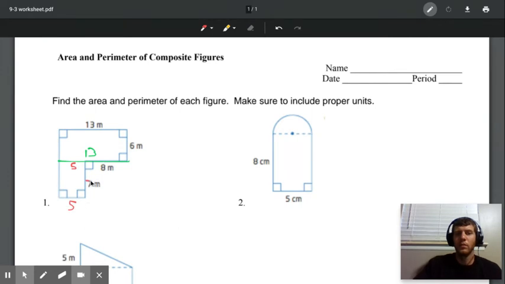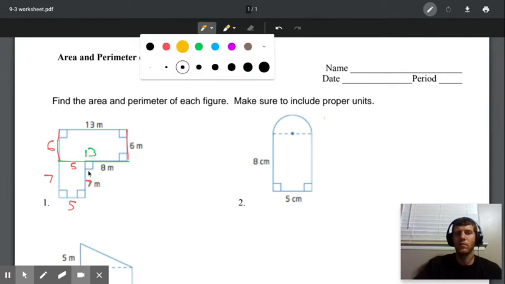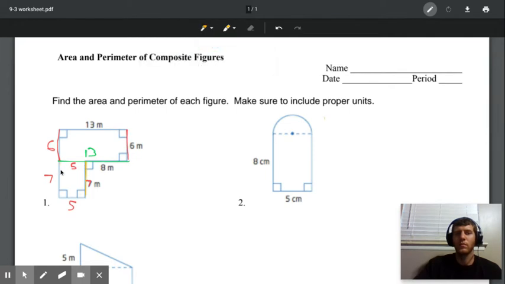Okay. We know this piece here is 7, so we know over here we also have 7. And this is 6, so we know that this is also 6, right? This is 6. And then we know that this is 7 here, so we know this piece over here is also 7. Or you could have done 6 plus 7 and made the whole thing 13. That would have worked as well.